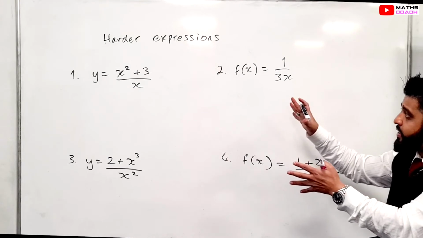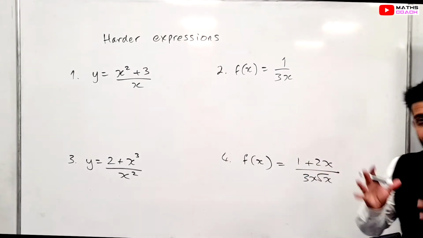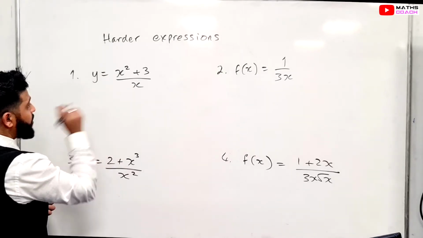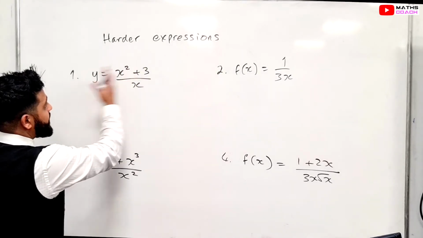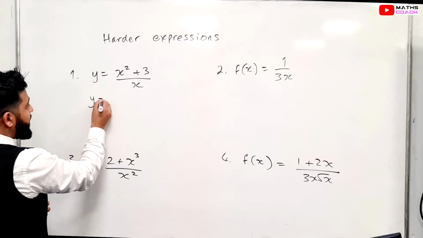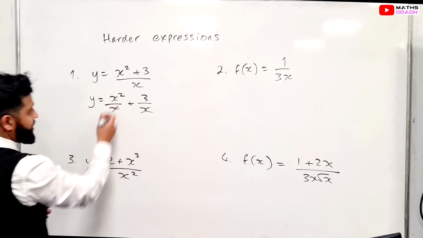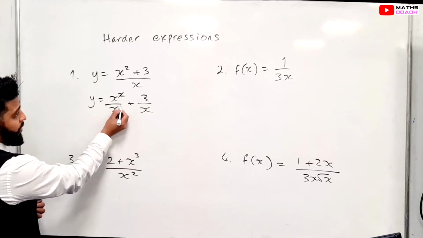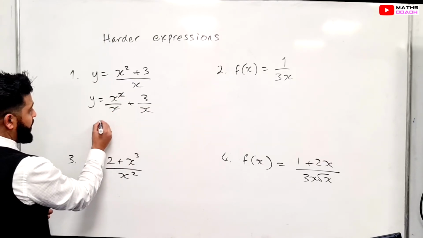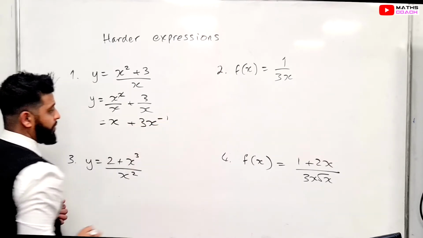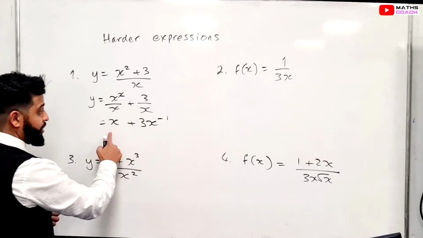Let's have a look at these last 4 examples to finish this lesson off. We've got x squared plus 3 over x. So what we want to do is break down this fraction. What we can do is do x squared over x plus 3 over x. And as you can see, that will take away 1 from there. So you're left with just x plus 3x to the minus 1. And we are now going to differentiate that.